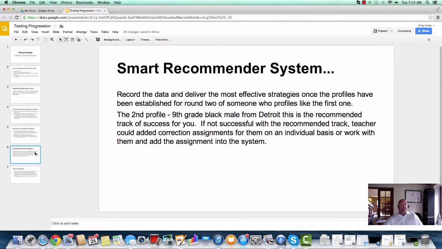So let's say the first profile is a black male from Detroit, and we have some other profile data on that person. For the second person who profiles like that, we would recommend the successful track. But if they're not successful with the recommended track, the teacher should be able to add correction assignments for them on an individual basis, or work with them and add the assignment into the system. The teacher should be able to identify which ones are most successful for that particular student, because everybody might be a little bit different in their approach.